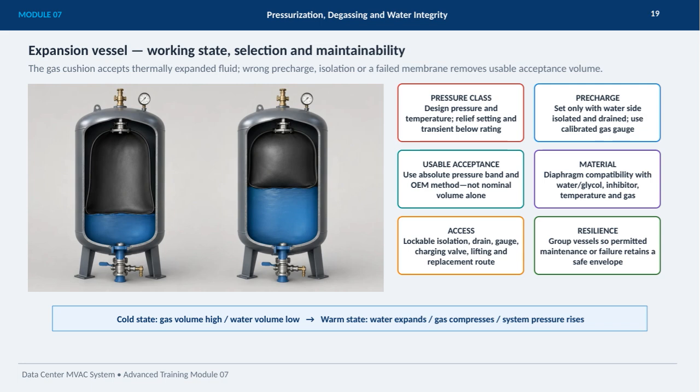To summarize the operating states, in the cold state, the gas volume is high and water volume is low. As the system warms, water expands, compressing the gas, which leads to a rise in system pressure. Understanding this dynamic is essential for proper vessel function and system integrity.